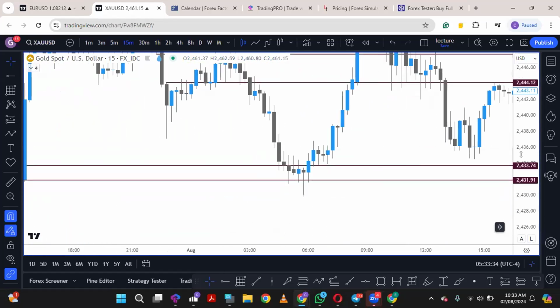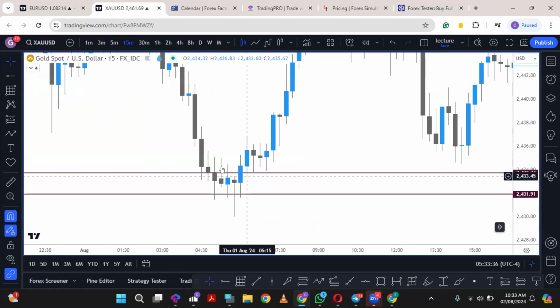Now, somebody will say, when I say a bullish evidence, what do I mean by bullish evidence? This is what I mean by bullish evidence. You wait for a swing to form. It will always form.